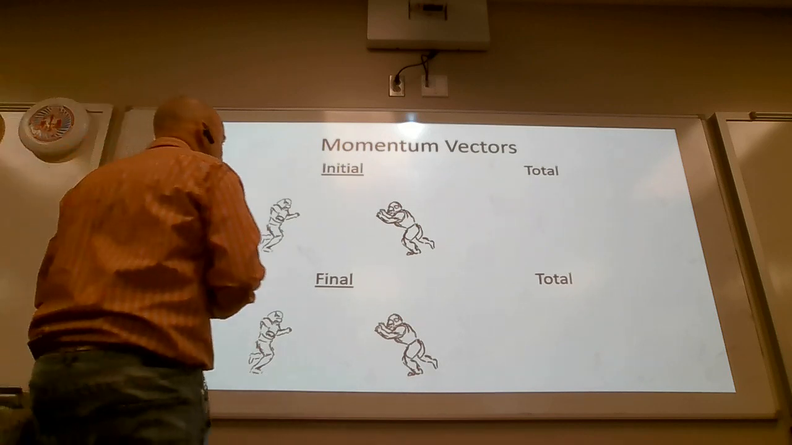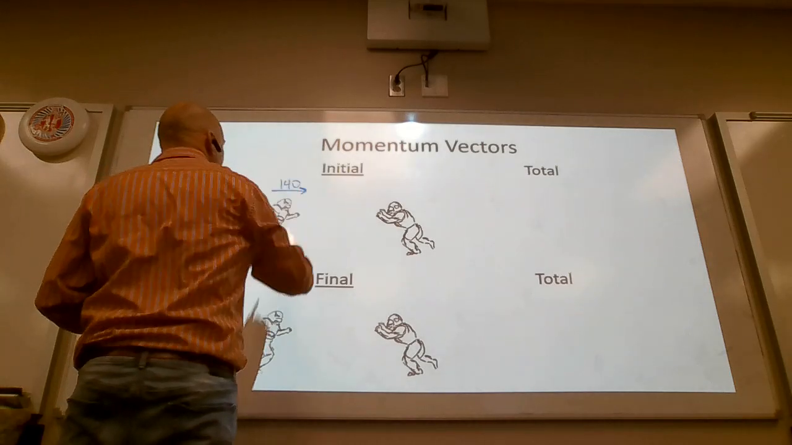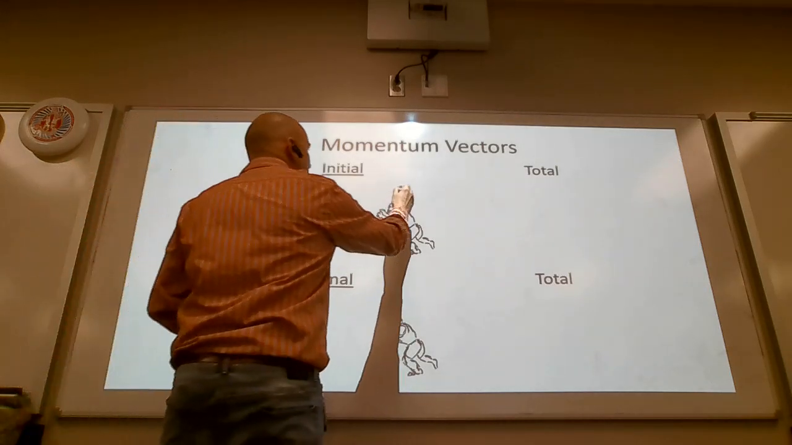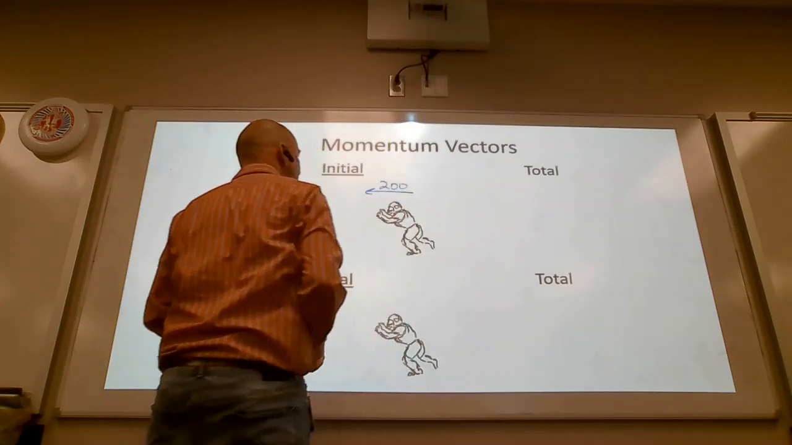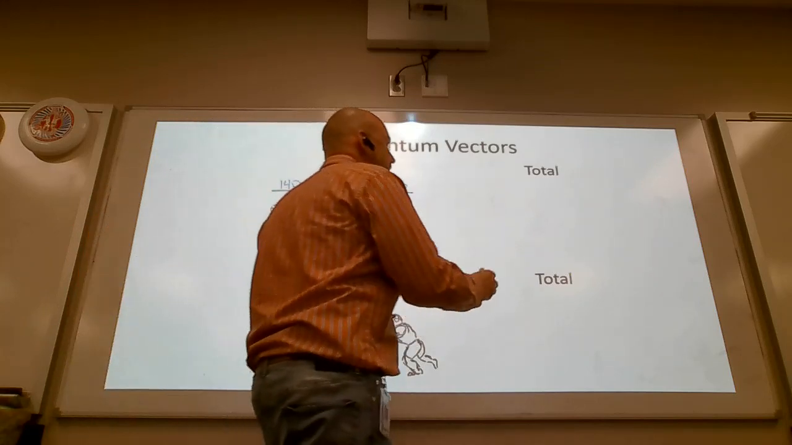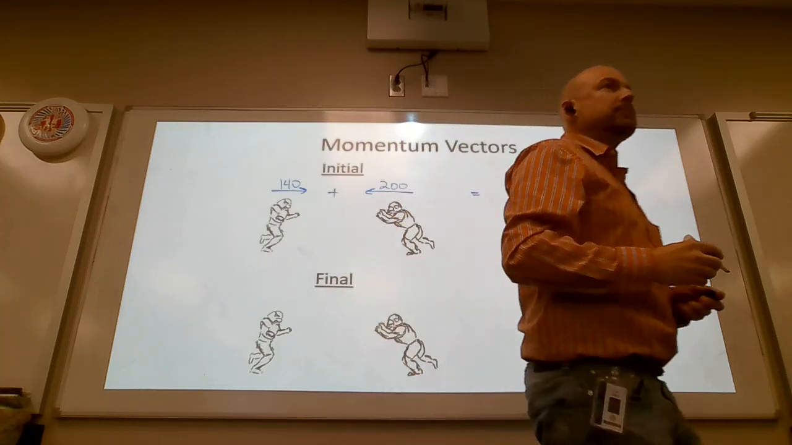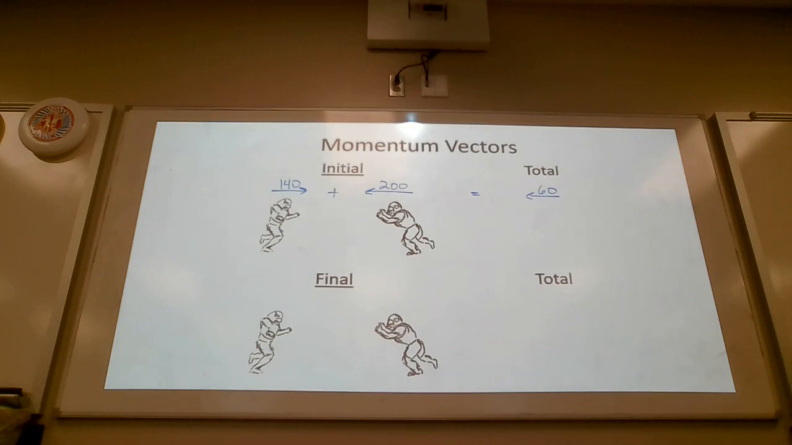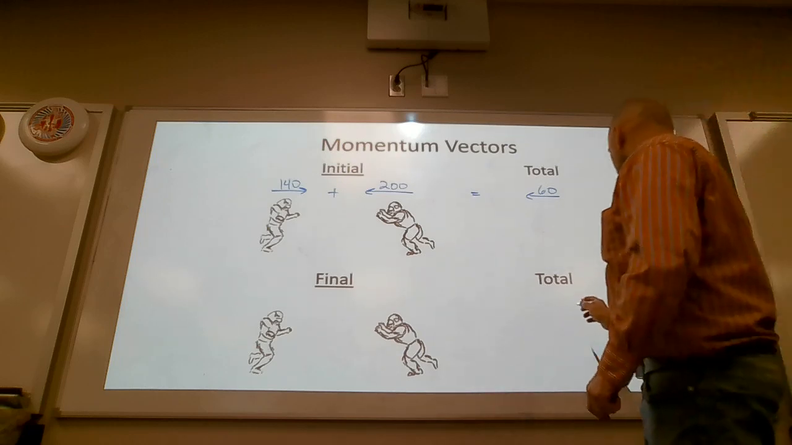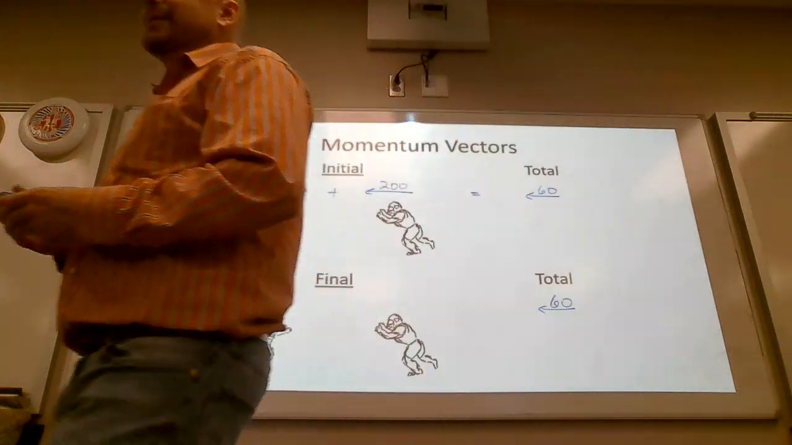Well, let's do this then. So we had 140 kilogram meter per second to the right. We had 200 kilogram meter per second to the left. I'm going to put both objects in my system. So that plus that is equal to 60 to the left. Ignoring friction, is momentum conserved in that collision? Yes. So the total momentum of the system is still 60 to the left.